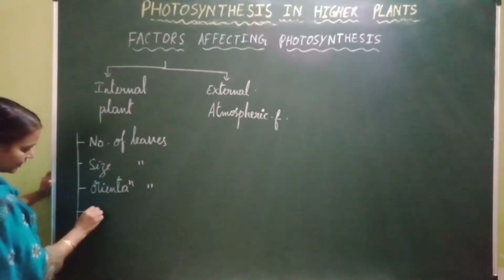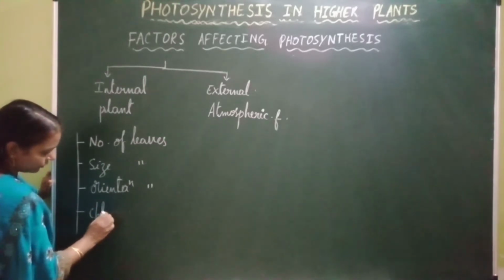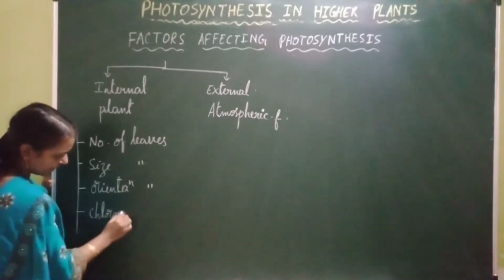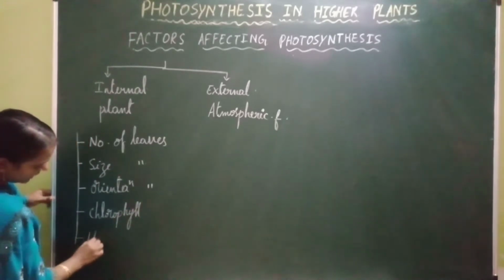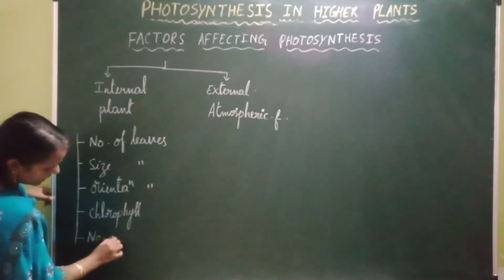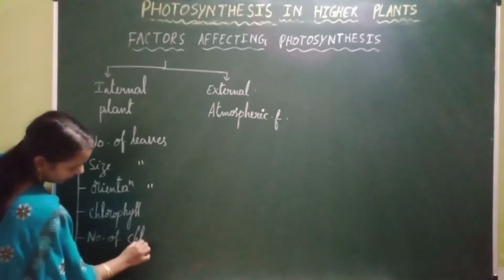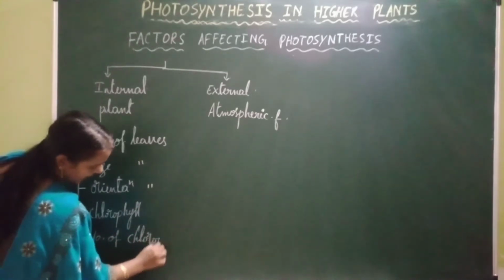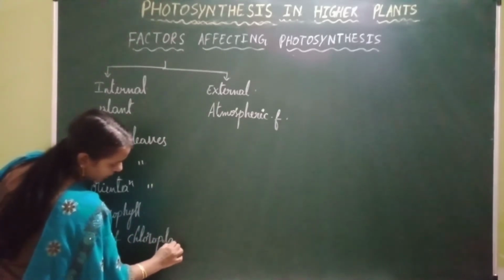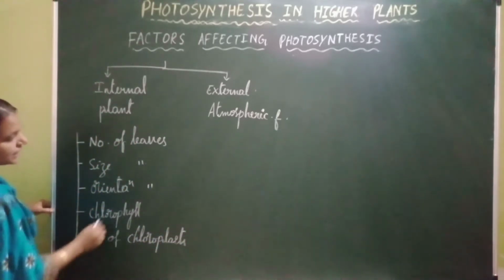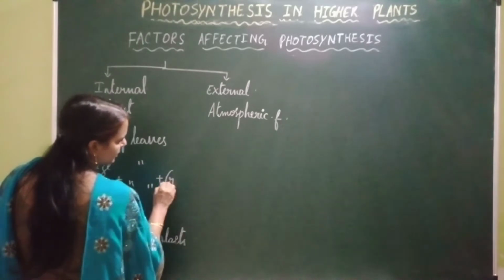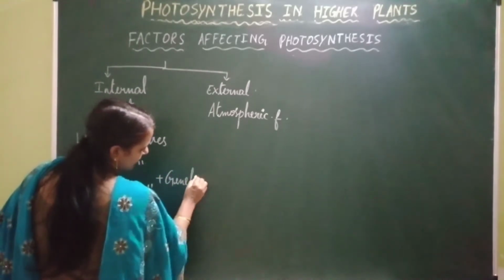It also depends upon the amount of chlorophyll present in the chloroplasts of leaves, and upon the number of chloroplasts present in mesophyll cells. Along with all these factors, it also depends upon the genetic makeup of the plants.